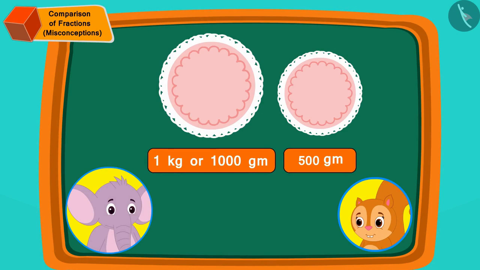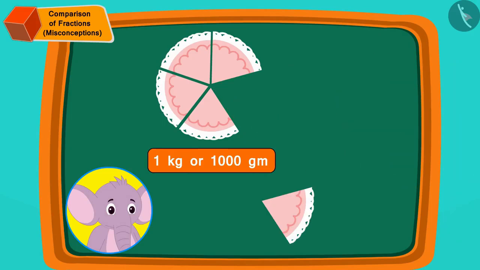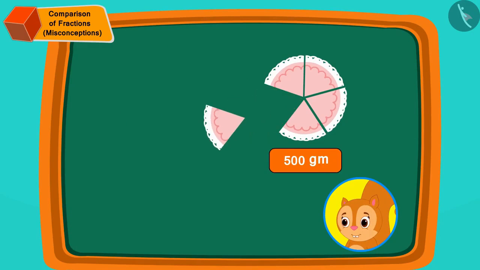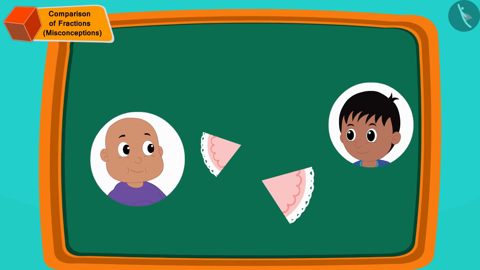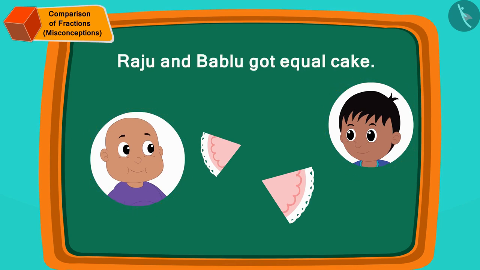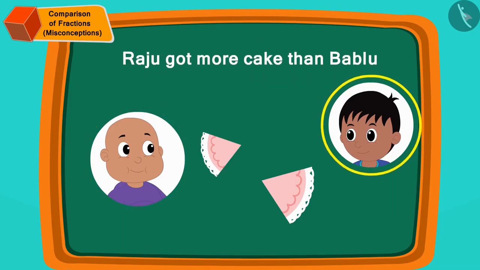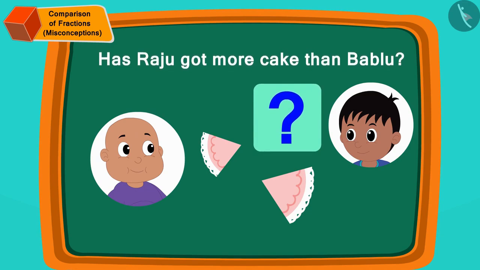Both cut their respective cakes into 5 equal pieces. Appu gave 1 piece of his cake to Raju, and Chanda gave 1 piece of her cake to Bablu. Now, Raju told Bablu that he and Bablu had got equal cake. But Bablu is fighting with Raju that Raju has got more cake than him. Children, can you tell which of the two is correct?